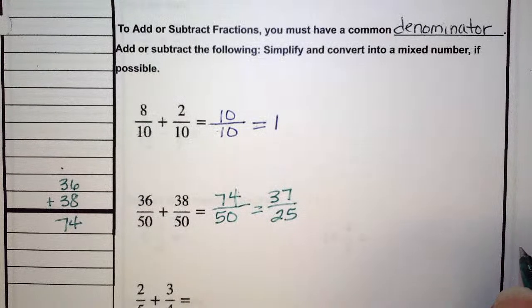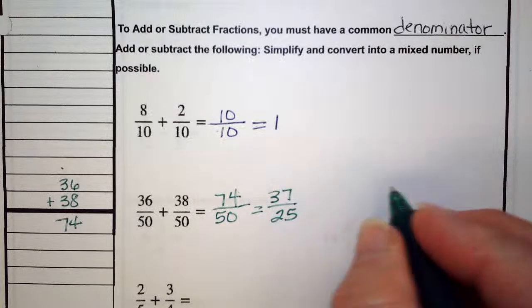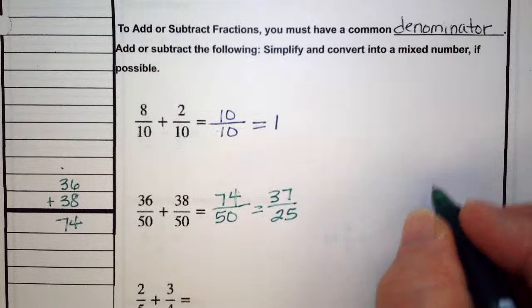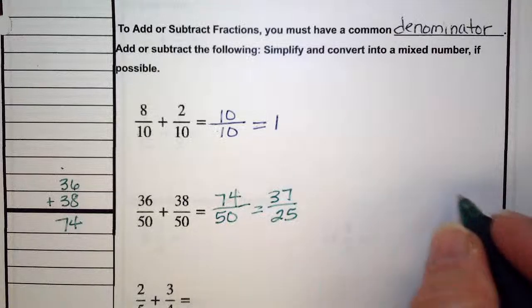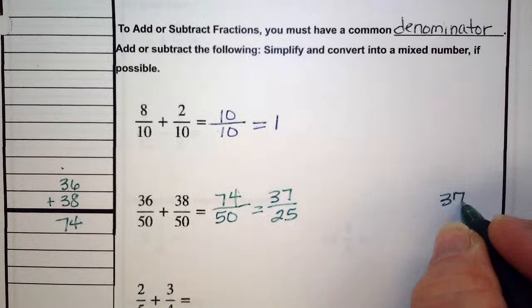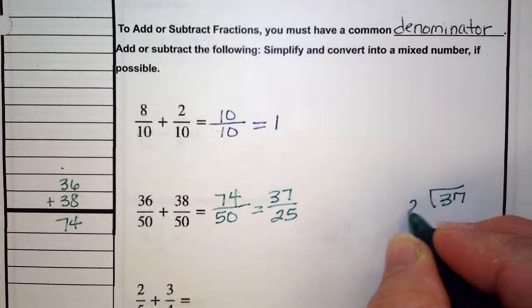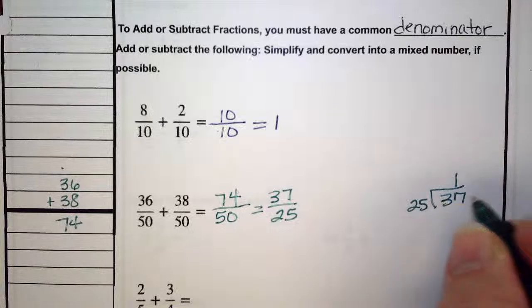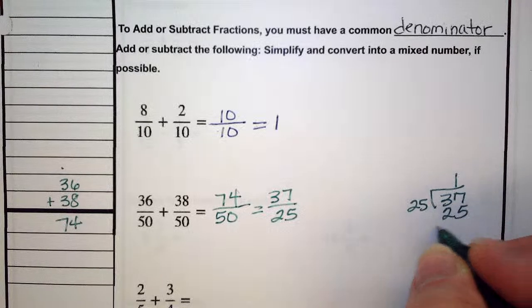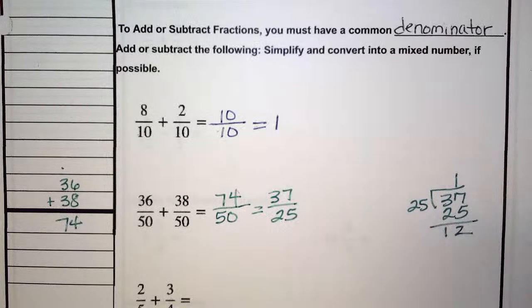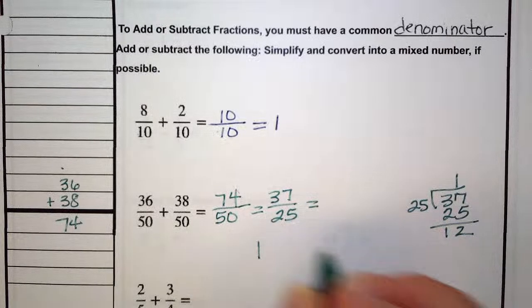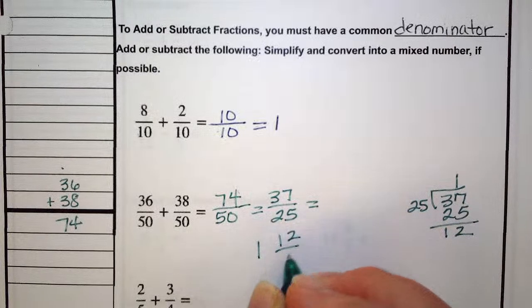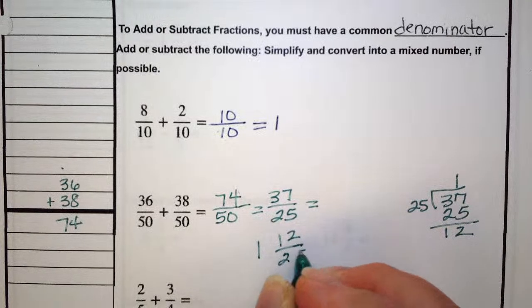Can I simplify any further? No. So if I'm looking at it, 25 will go into 37 one time. I have 12 remaining. So this is the same as 1 and 12 over 25.